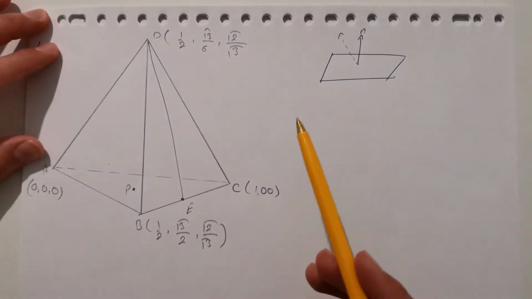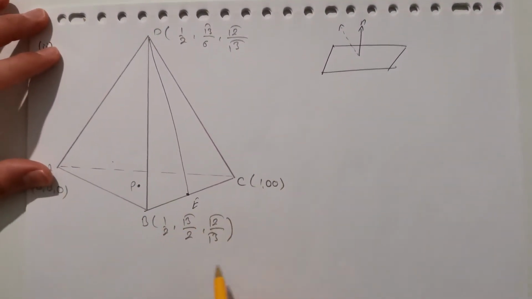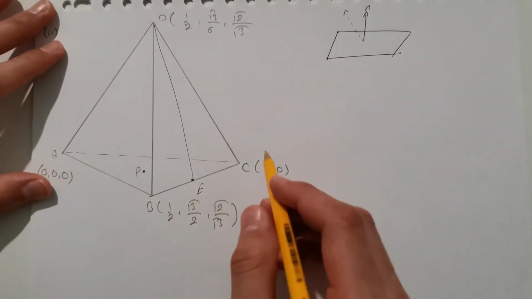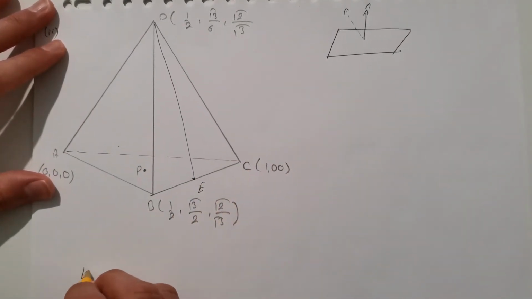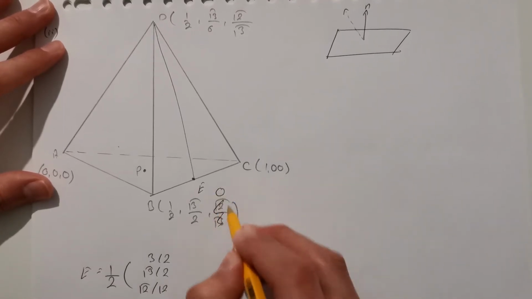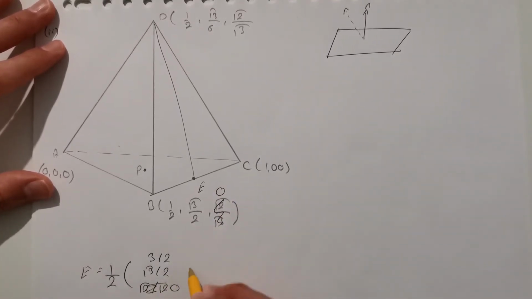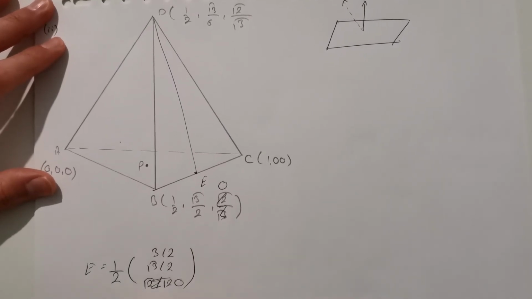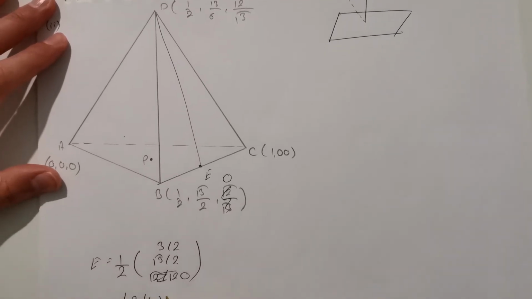This is DE. First off, I need to find the coordinates of E. As it is the midpoint of BC, the coordinates of E are half of (3/2, root 3 over 2, 0). So these are the coordinates of E.